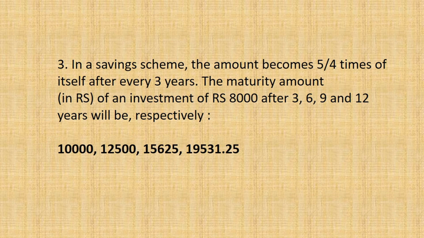Now check this third example. Is this an arithmetic sequence? Okay, I get two answers. Some of them are saying yes, and some saying no. I'll explain. It's a little bit confusing, no problem. So we start from 10,000. To get the next number, we add 2,500. We do 5 by 4 times 10,000. Keep that in your mind.